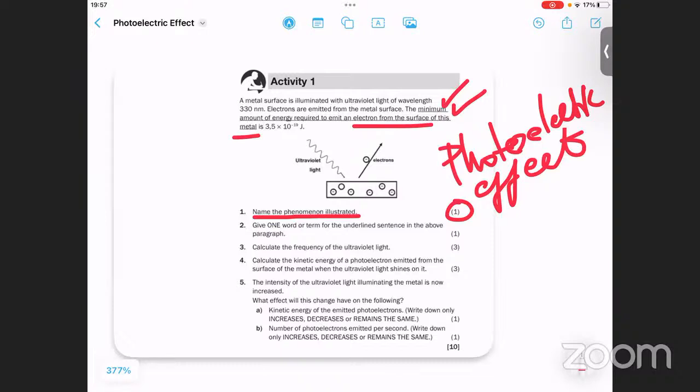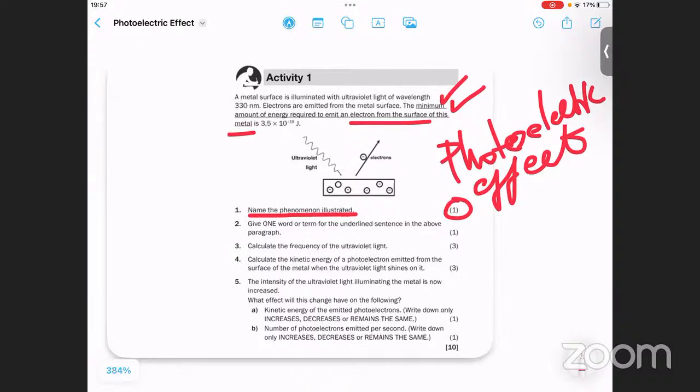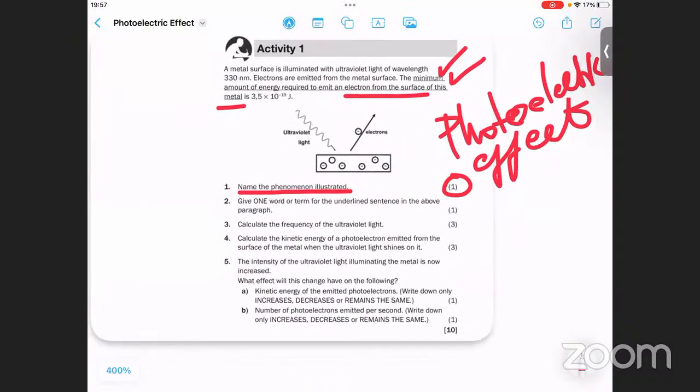Yes, sir. Okay, so now they say calculate the frequency of the ultraviolet light. Do you have an idea of where you are going to start that one, Augustino?